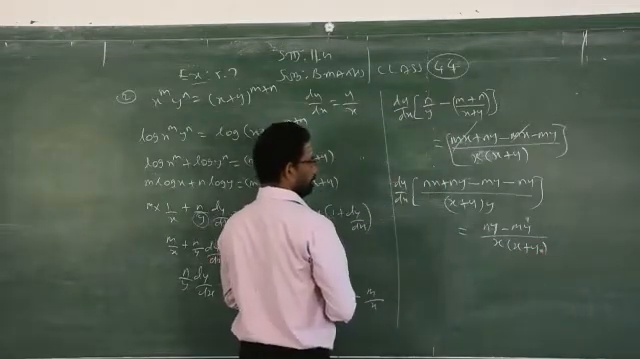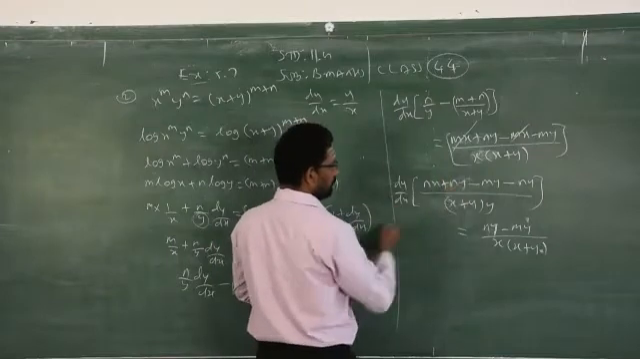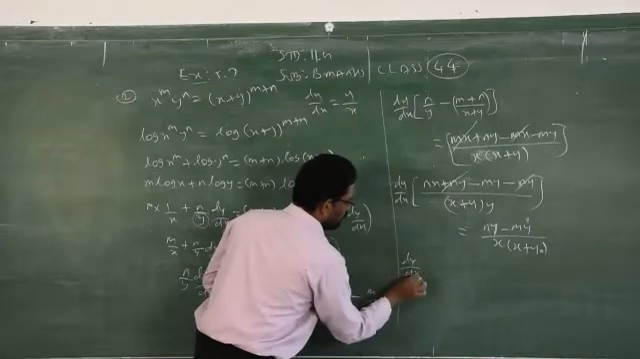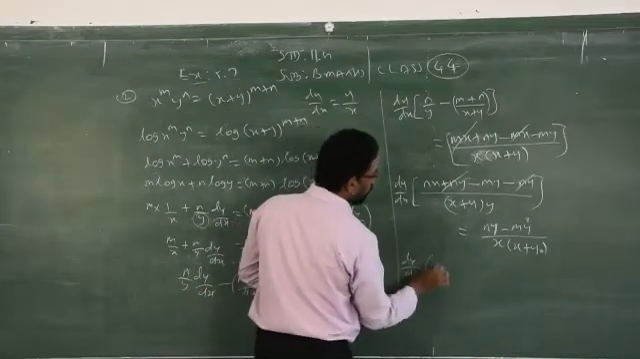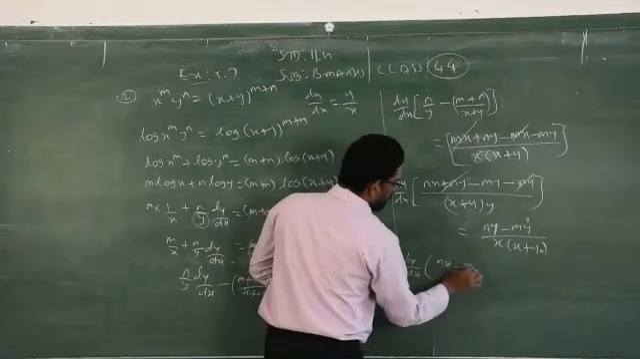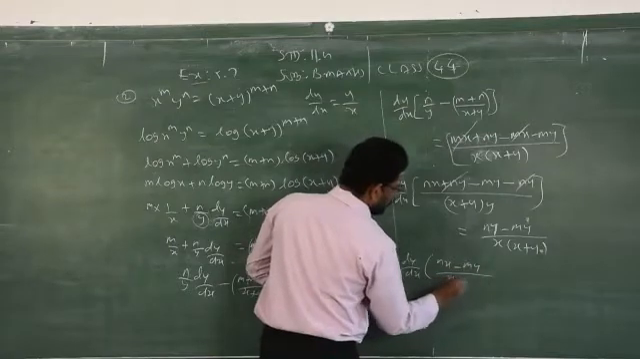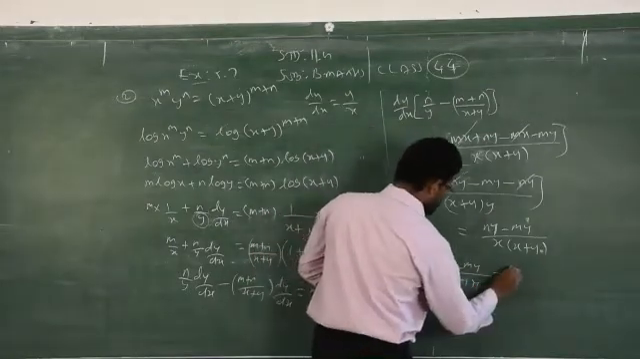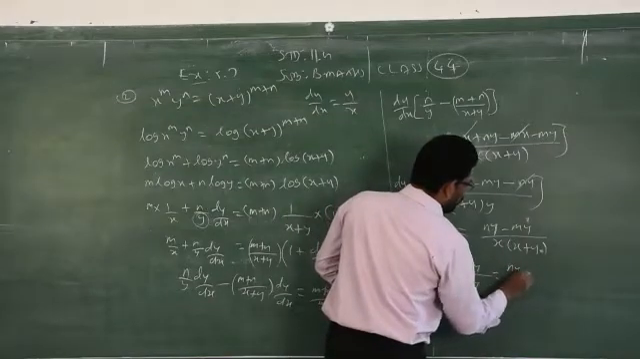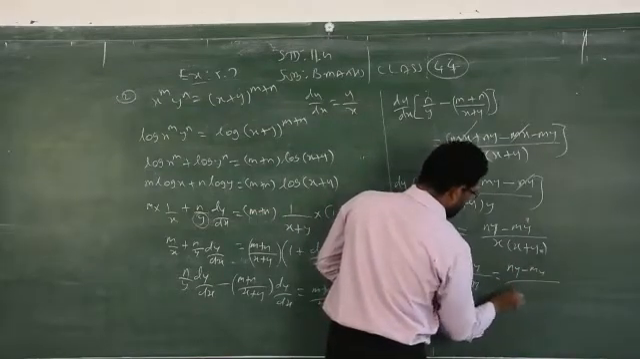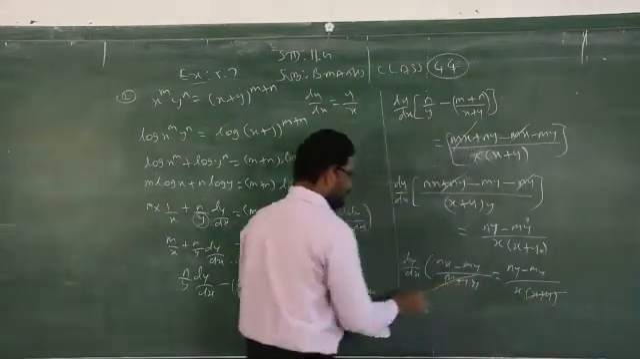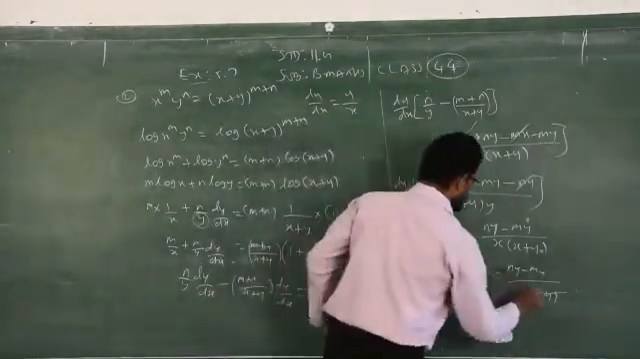So clear. Now what about this side numerator? These two get eliminated. So dy by dx nx minus my by x plus y into y is equal to ny minus my by x into x plus y. These two get eliminated. So now you start to simplify.